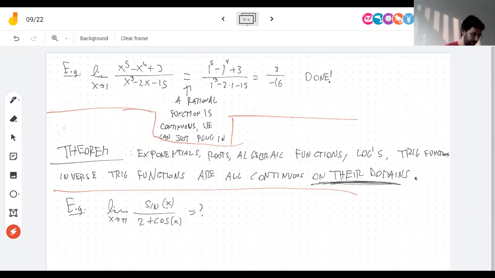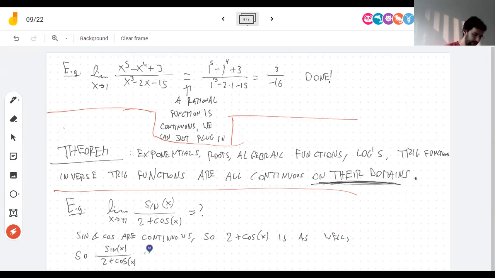So is it continuous? Well, sine and cosine are continuous, because they're trig functions. So by the sum law, 2 plus cosine is continuous. And then by the quotient law, when I divide 2 continuous functions, I get a continuous function, as long as I didn't divide by 0. So when did I divide by 0? I divide by 0 if 2 plus cosine is 0. When is 2 plus cosine equal to 0?